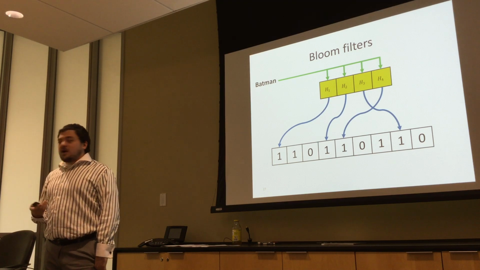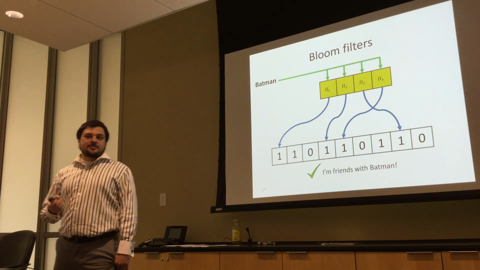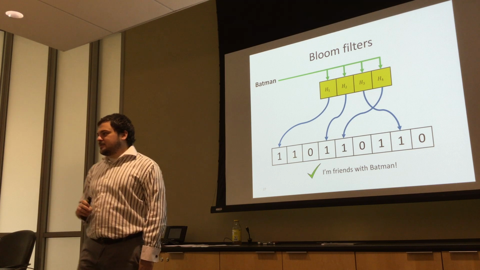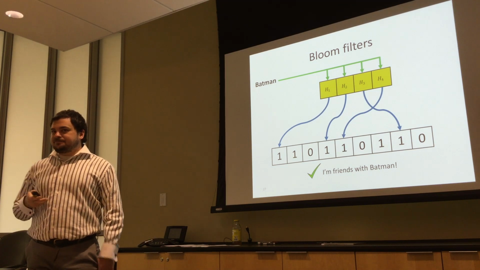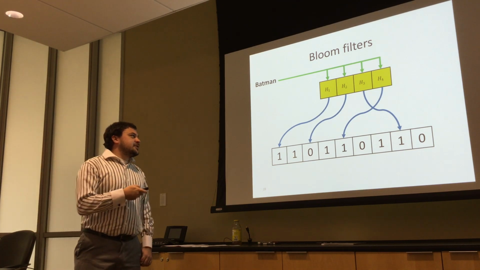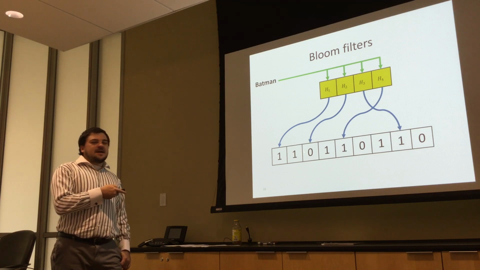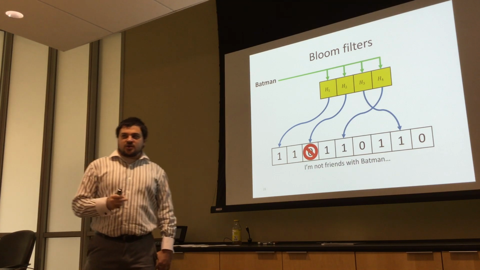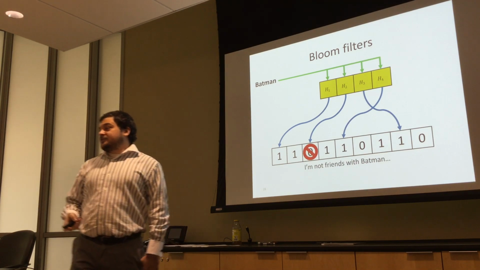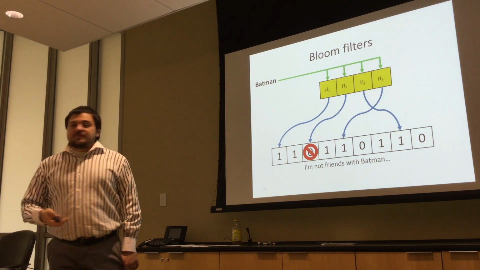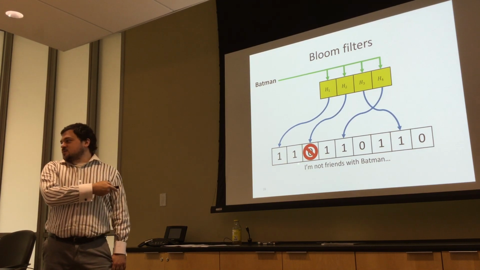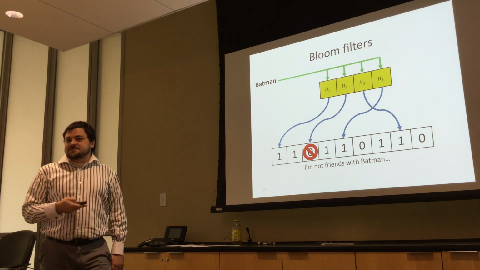Now if all of them are 1s, then I can conclude with high probability, not certainty, but high probability, that Batman is my friend. If, however, there is at least one hash function which mapped to a 0, then I know with certainty that Batman is not my friend. Because otherwise, if Batman was my friend, I would have set that bit to a 1 when I inserted him into the Bloom filter.